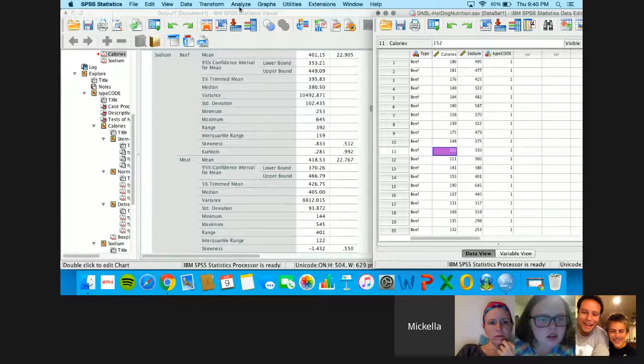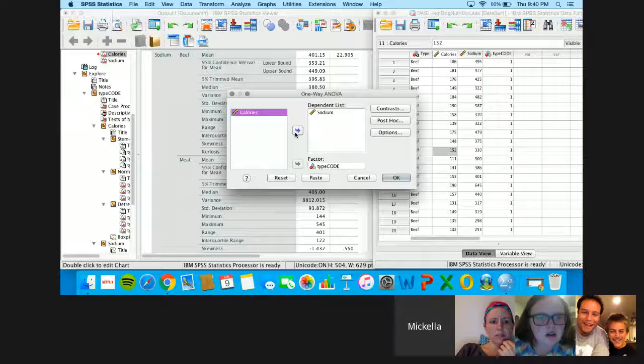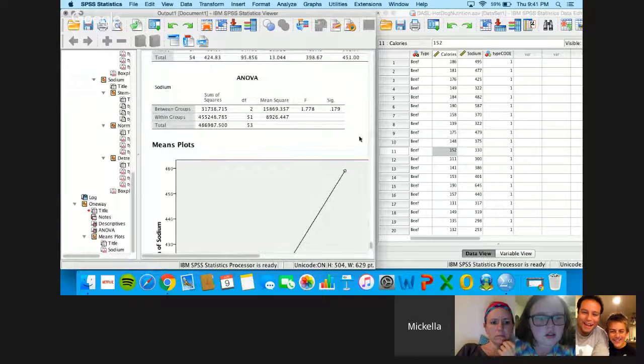Do you want to try doing another ANOVA test with just the sodium? Yeah, that's what I was gonna do. How would I do that? Just the sodium. Okay, so take out calories. Delete the calorie column. Okay. So the p-value is going to be 0.179. Okay. 0.179.